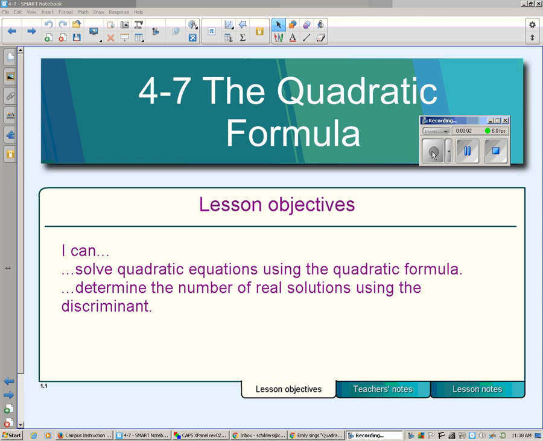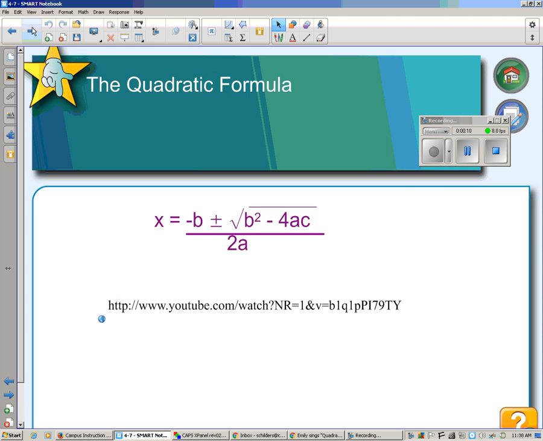This is lesson 4-7. It's about solving quadratic equations using the quadratic formula. So to start off with, this is the quadratic formula. When you use the quadratic formula, you take the coefficients a, b, and c from your standard form equation and you plug them into this formula, and this formula will calculate your solutions for x.